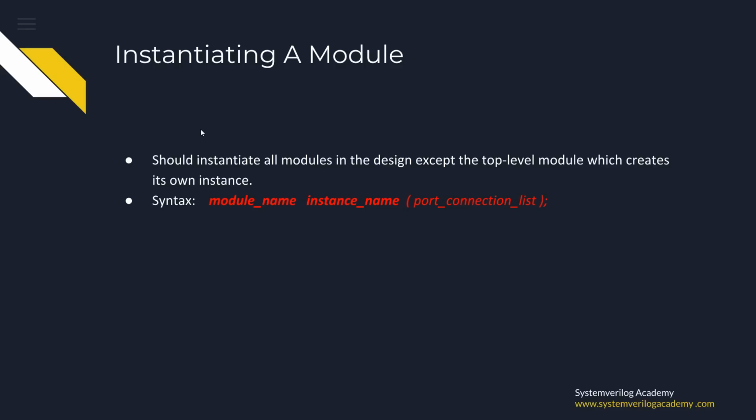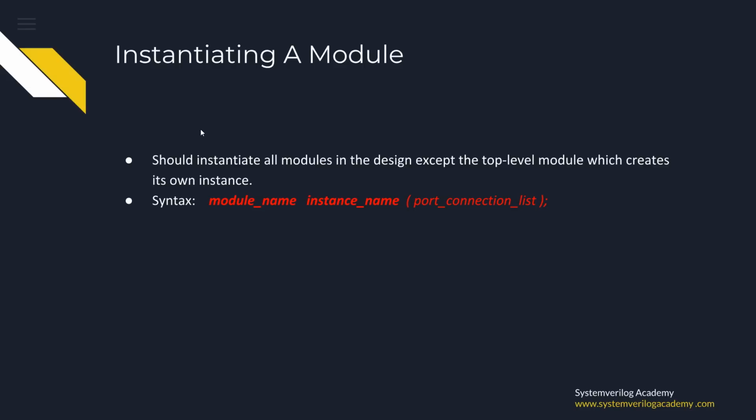Typically, your design will contain multiple sub-modules in it with many levels of hierarchy. You should instantiate all modules in the design except the top-level module, which creates its own instance in the synthesis. In simulation, you will instantiate the design in the test bench module, and the test bench module will be the top-level module, which need not be instantiated anywhere.